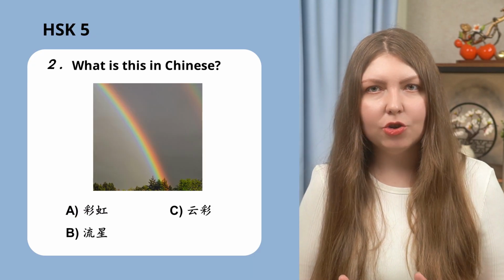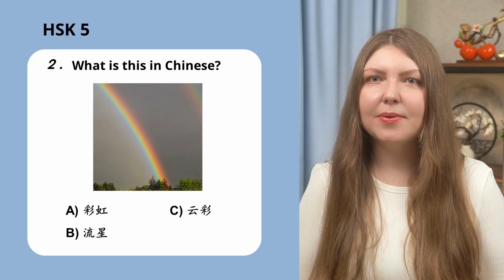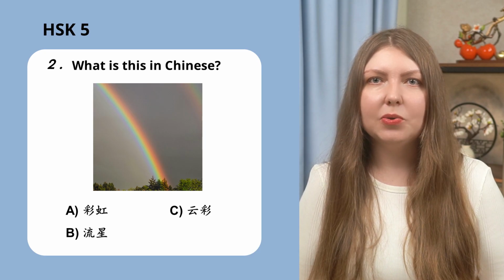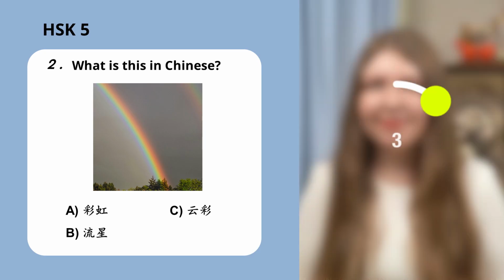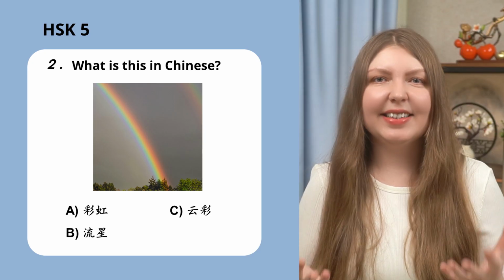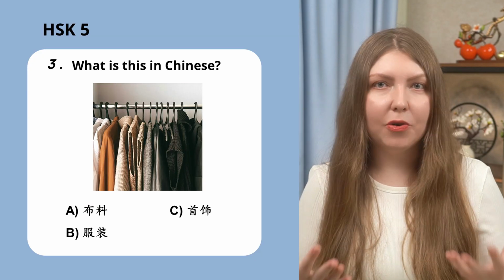Take a look at this picture and say this word in Chinese. Is it A, 彩虹, B, 流星, or C, 云彩? Give it a second. The correct answer here is A, 彩虹, meaning rainbow. And let's look at one more photo.